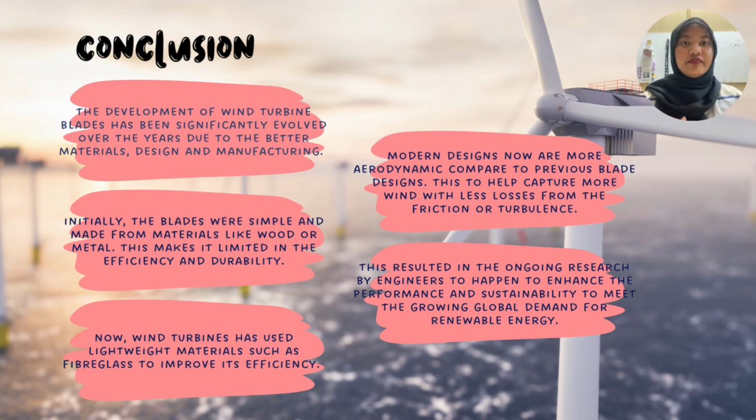The development of wind turbine blades has evolved over the years due to better materials, designs, and manufacturing. Initially, the blades were simple and made from materials like wood or metal, limiting their efficiency and durability. Now, wind turbines use lightweight composites like fiberglass to improve efficiency. Modern designs are more aerodynamic to capture more wind with less loss. Therefore, ongoing research aims to enhance performance and sustainability to meet the growing global demand for renewable energy.